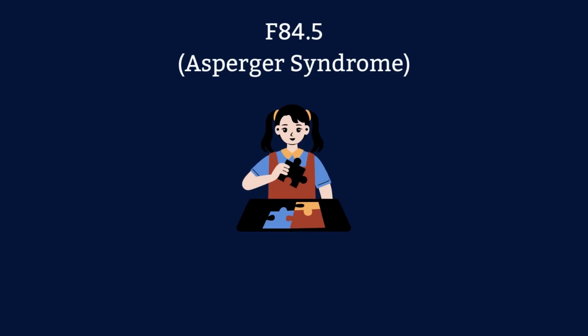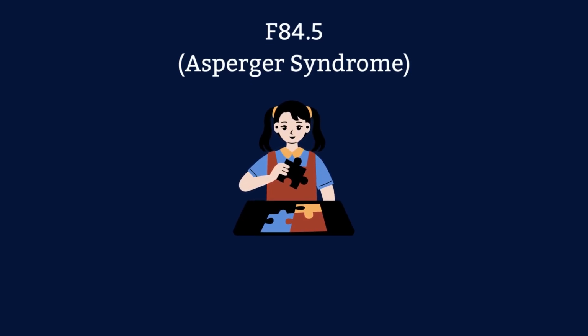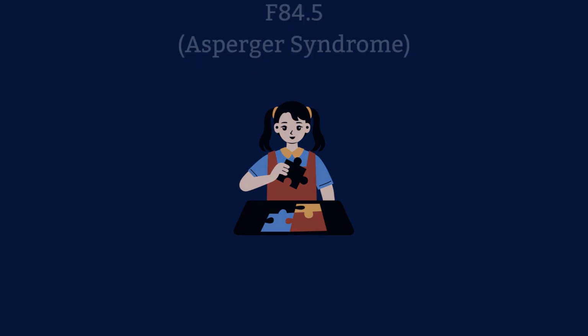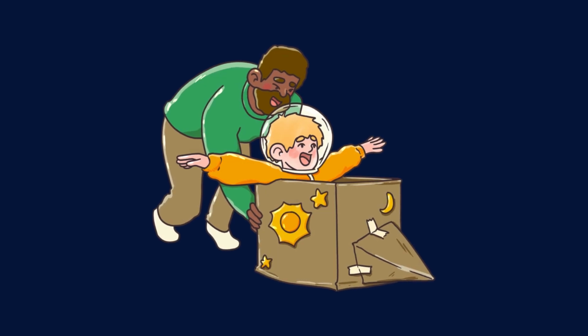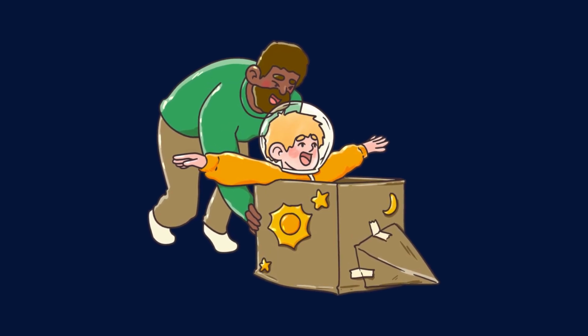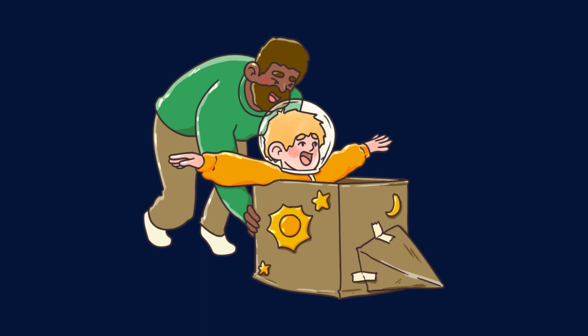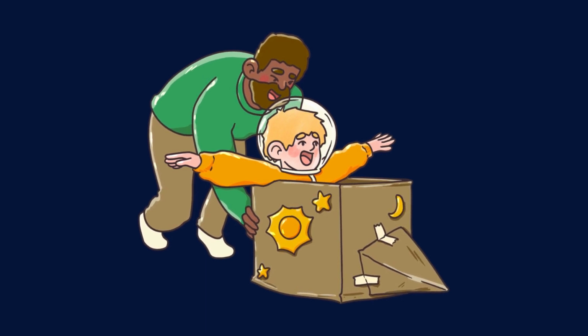F84.5 Asperger syndrome, a disorder with unclear diagnostic validity marked by the same kinds of problems with social interaction as autism and a limited stereotypical and repetitive set of interests and activities. It is different from autism mostly because there isn't a general delay or slowing down in language or cognitive development.